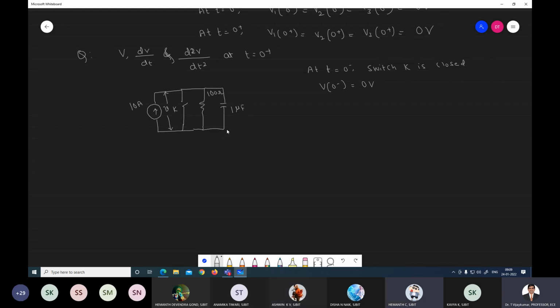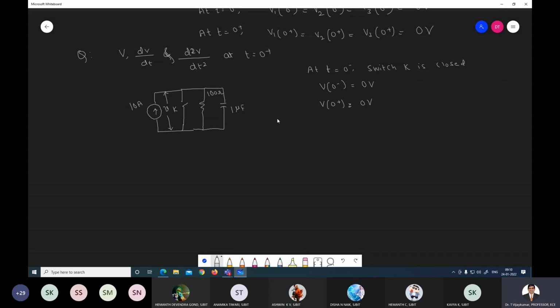Since it is connected in parallel, the same voltage will appear at the capacitor. Previously, what is the voltage across the capacitor at 0 minus? It was 0. Again at t is equal to 0 plus, because the capacitor is connected in parallel, the capacitor voltage is again 0 only. So V of 0 plus is also 0. Clear?